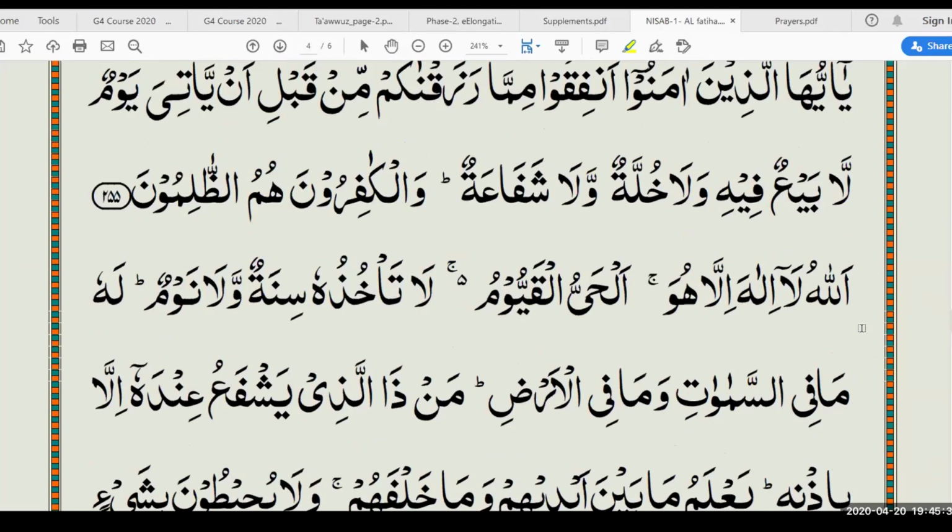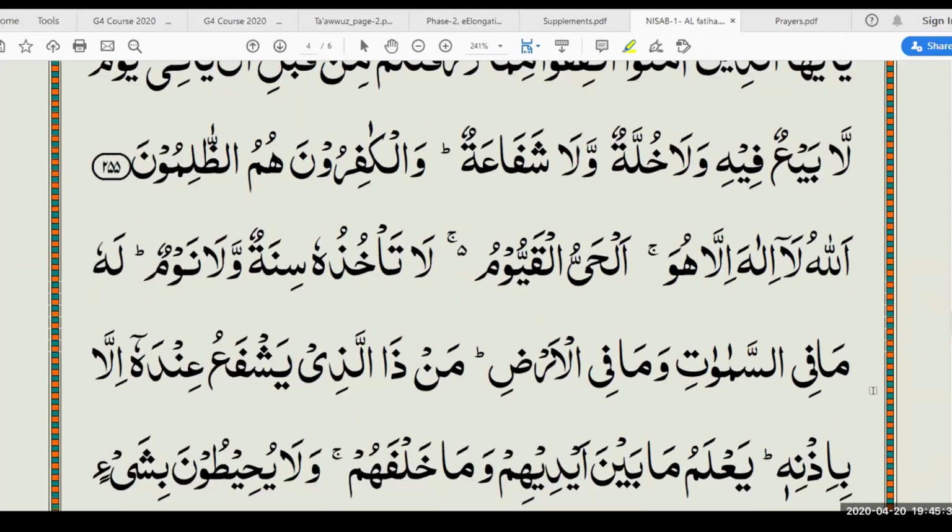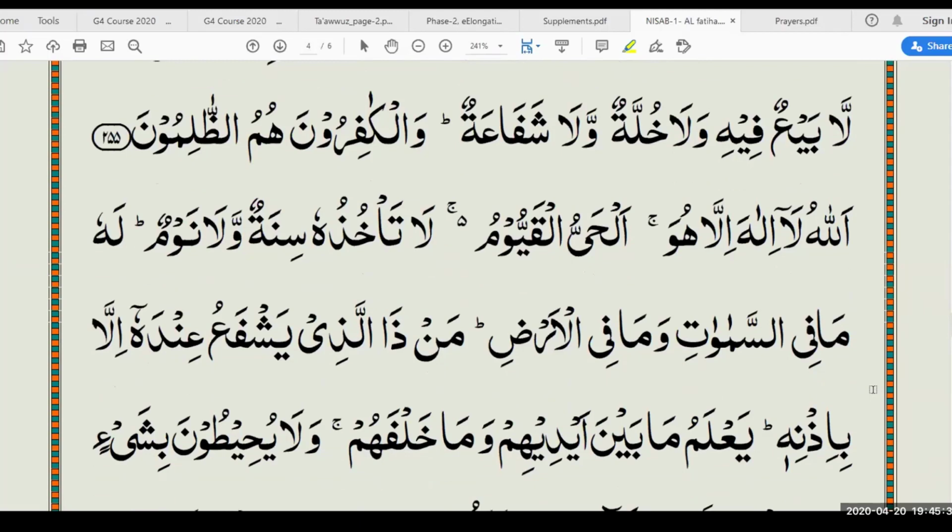Okay, so your turn. Just a second. Let me just scroll up here a bit. If you could recite up to this part. So we've stopped on this verse. So you start from here, Allahu, and then stop on this part here. Okay.